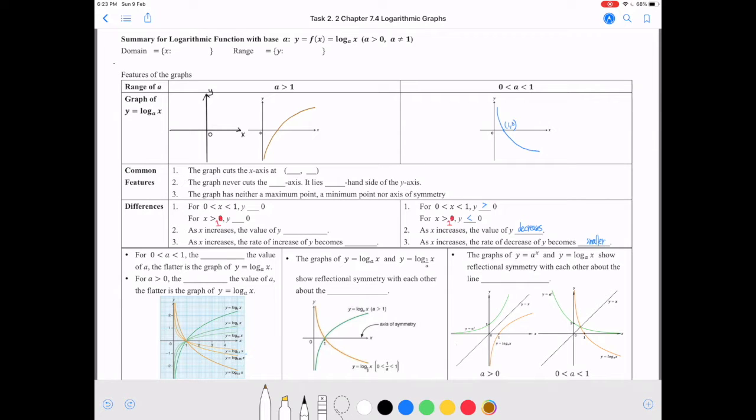In today's video, we're going to do a summary about the log graph. So first, let me write down the function: y equals log base a of x.